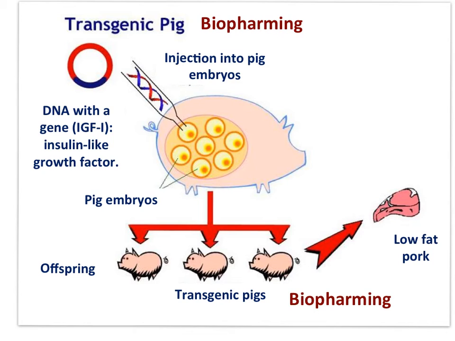In order to create transgenic animals, the gene of interest must be inserted into the embryo so that all cells of the animal following development would carry and express the gene. You can see here that the gene for an insulin-like growth factor is being inserted just after fertilization. The transgenic pigs produce leaner muscle. This would be an example of biofarming.